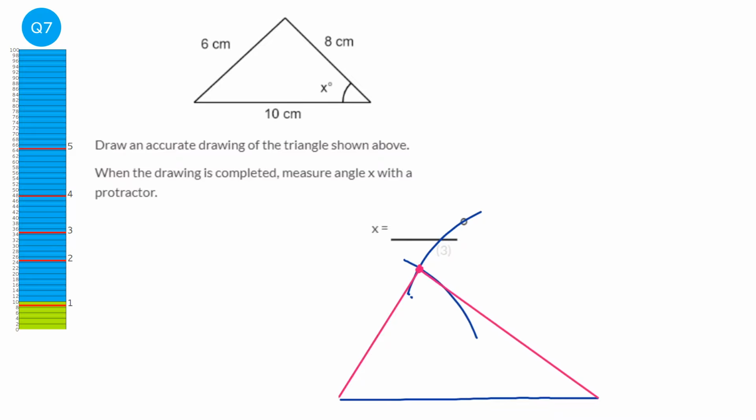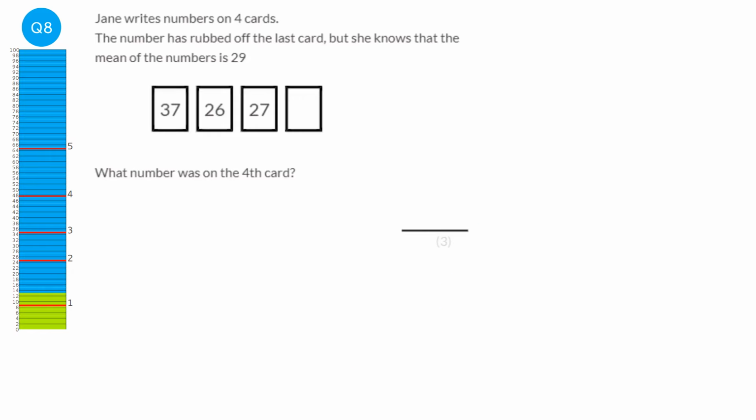And it says to measure the angle X. So we're going to need a protractor for this bit. I'm going to put our protractor here with the crosshairs matching here. So we're going to be looking at the inside, the outside one, and it comes up as 37 degrees. So our answer is 37 degrees.